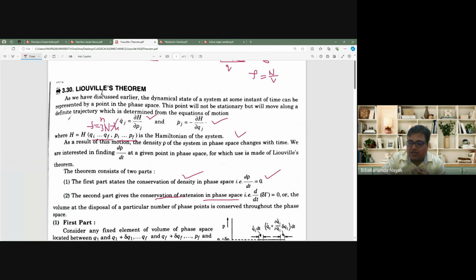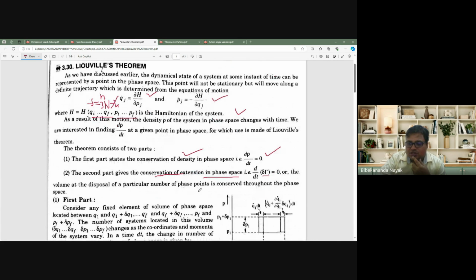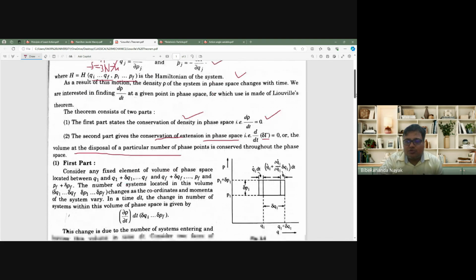The phase space is gamma, and the extension is del gamma. Then the variation of del gamma with respect to time is zero; del gamma is a constant quantity. The volume at the disposal of a particular number of phase points is conserved throughout the phase space. Phase volume is conserved. Okay, then the proof, the first part, which is important.